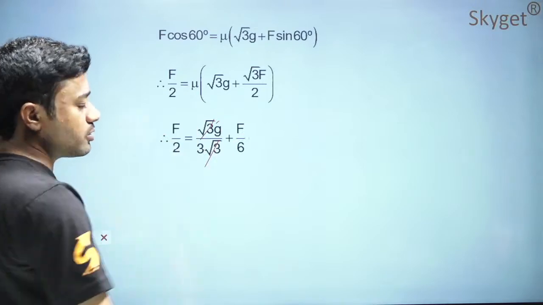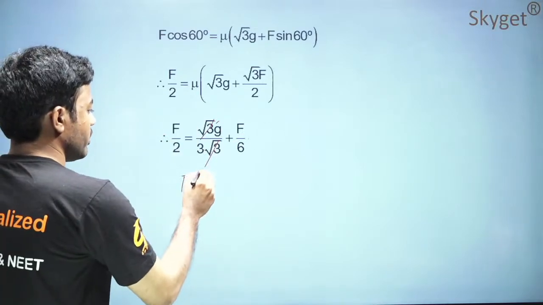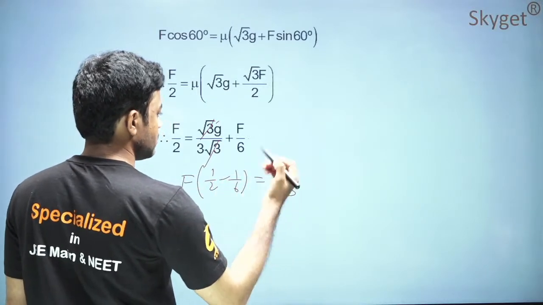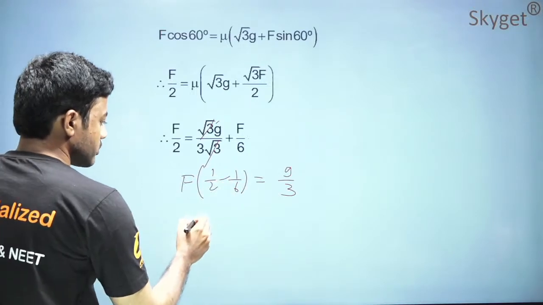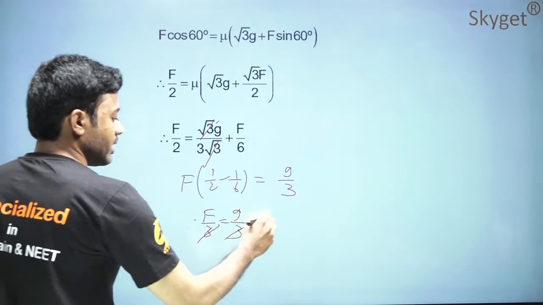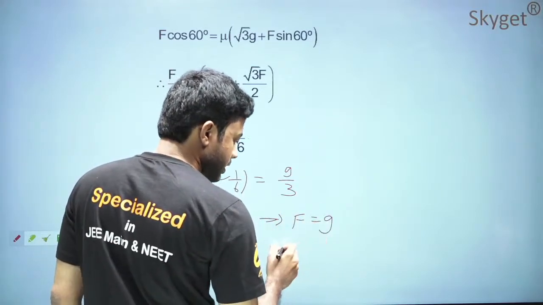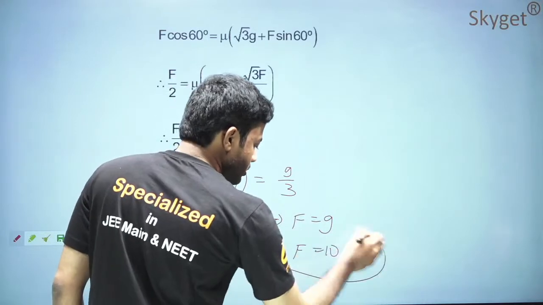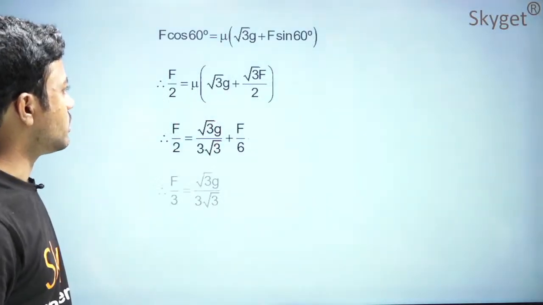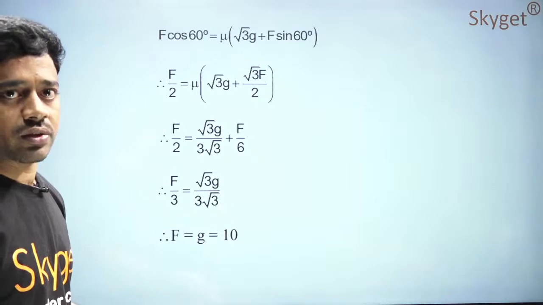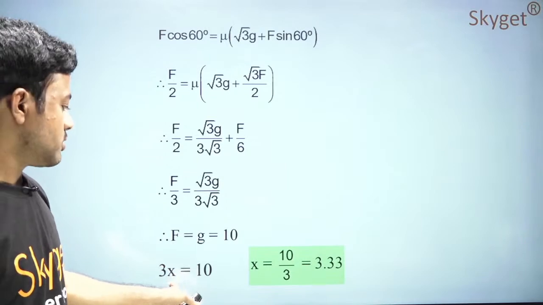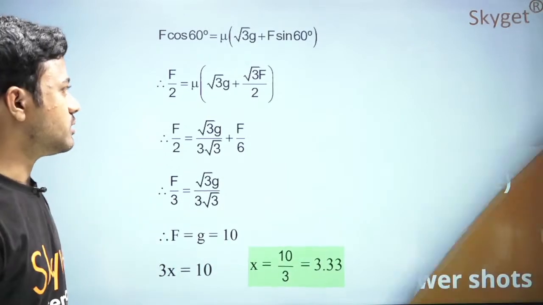Bring this F by 6 onto this side and take F as common, then it will be F into (1 by 2 minus 1 by 6) is equal to g by 3. So 6 minus 2 is 4, 4 by 12, that is F by 3 is equal to g by 3. The 3s get cancelled, that is F is equal to g, where you have taken g as 10, so F is equal to 10 newtons. So this is problem number 20, where F is equal to 10 newtons. And 3x is equal to 10, because he has given F is equal to 3x, so x is equal to 10 by 3, that is 3.33.